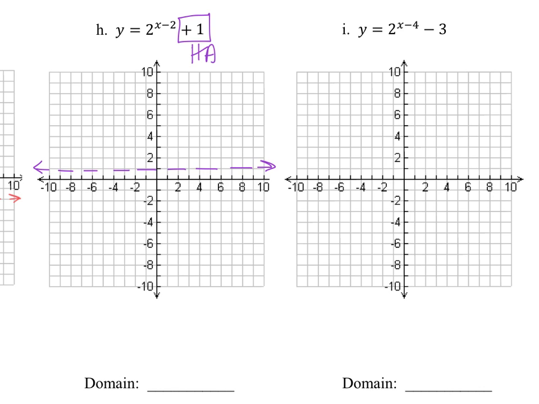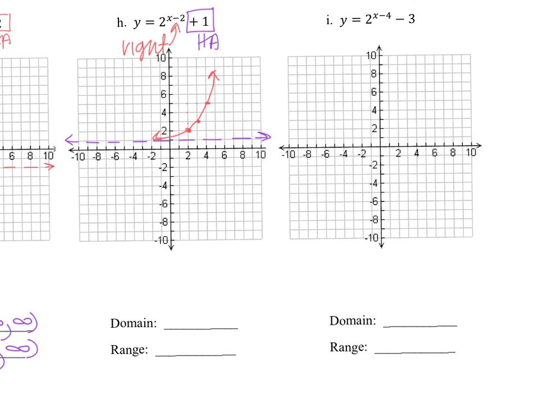Then I am looking at how I am shifting my graph left or right. And this seems to be to the right 2. So I'm going to be starting at x = 2. But I'm starting 1 above the horizontal asymptote. So then I go up 1 over 1, and then up 3 over 2. So go ahead and draw your graph through your points.